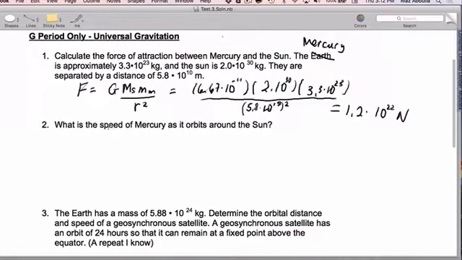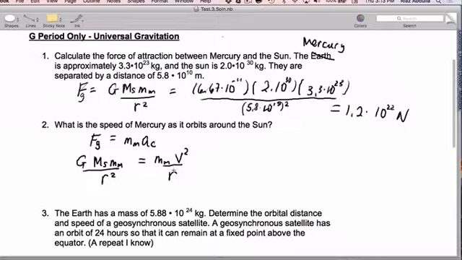Now we want the speed of Mercury as it orbits around the Sun. Let's be careful. We're going to have the force of gravity acting on Mercury, and the effect on Mercury is that it orbits the Sun in roughly a circle. So on the left side, that's G, mass of the Sun, mass of Mercury, over Mercury's distance from the Sun. And on the right side, it's mass of Mercury times V squared divided by the distance that Mercury is from the Sun.